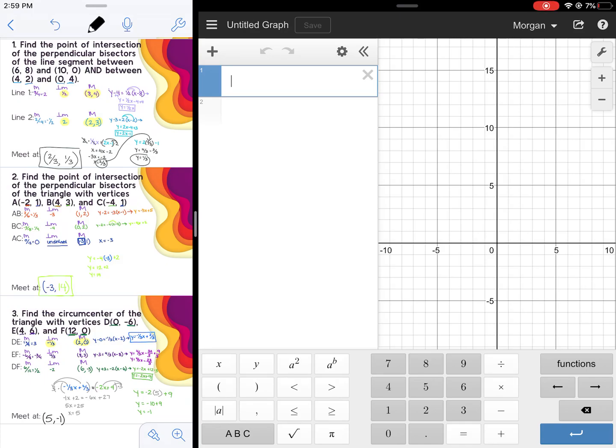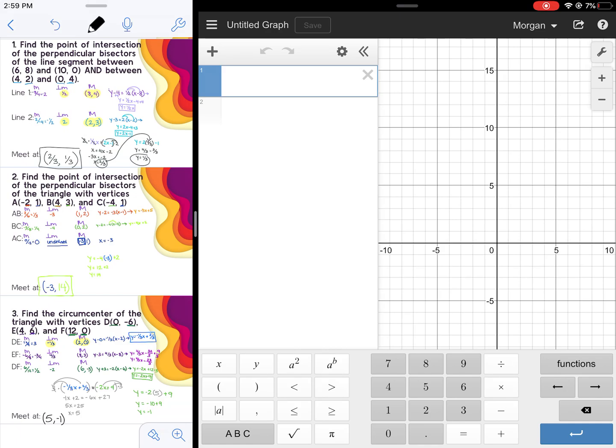So I'm going to quickly walk you through how you can use the app Desmos to confirm that your answer is correct. Now I want to be really clear. If you use Desmos to confirm your answer, that is a-okay. That's a great tool to use. It is a tool though, and we do also want you to know how to do it by hand.